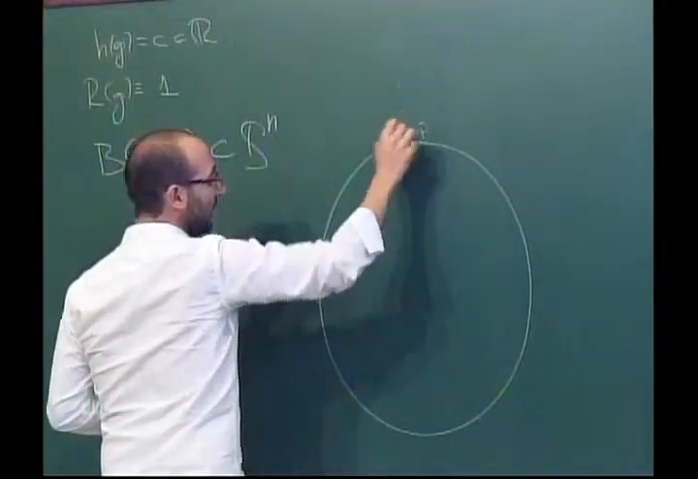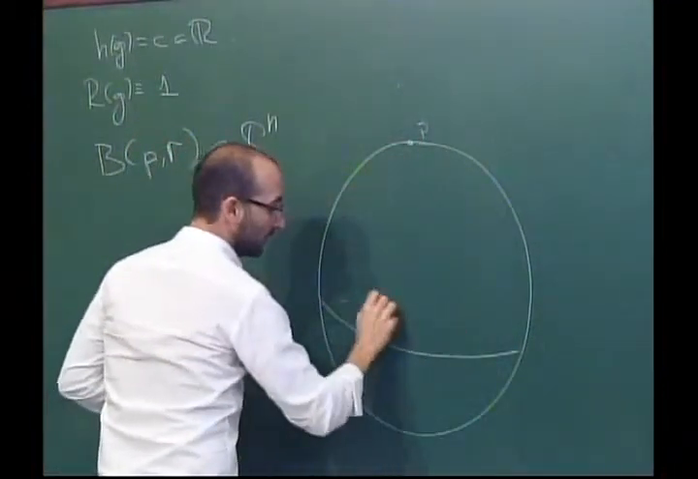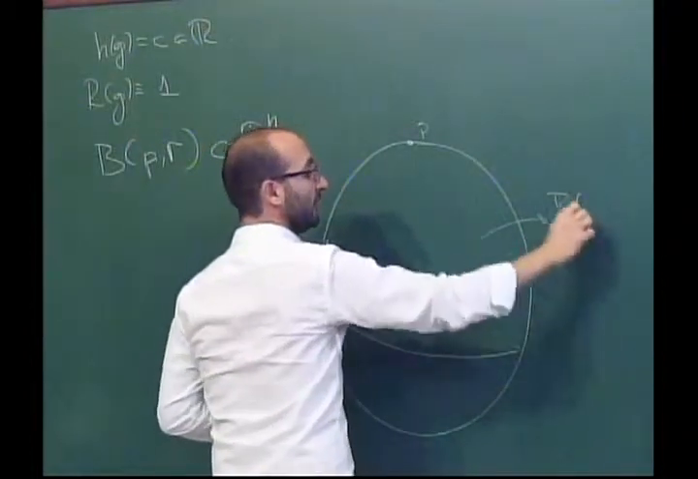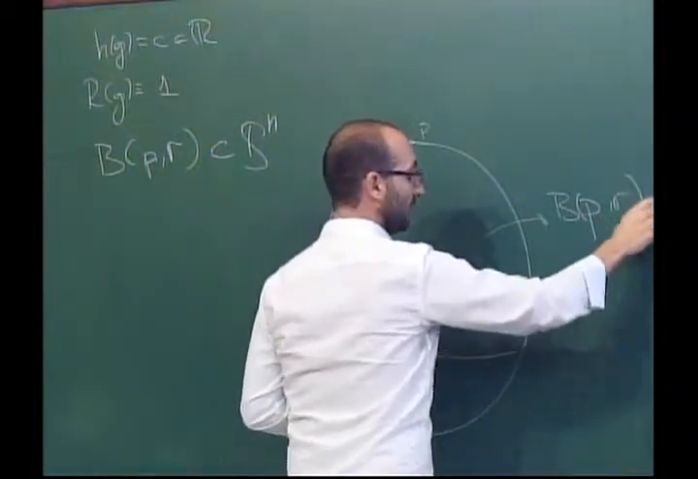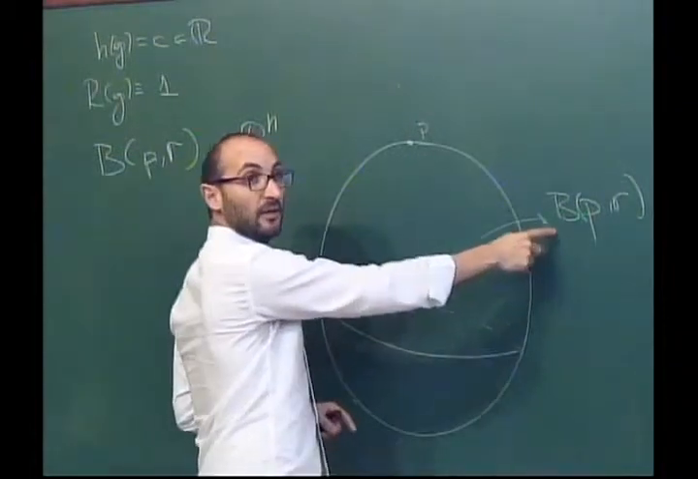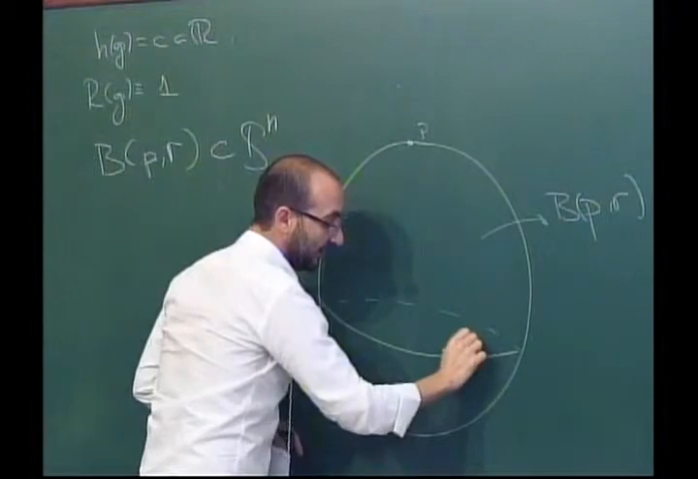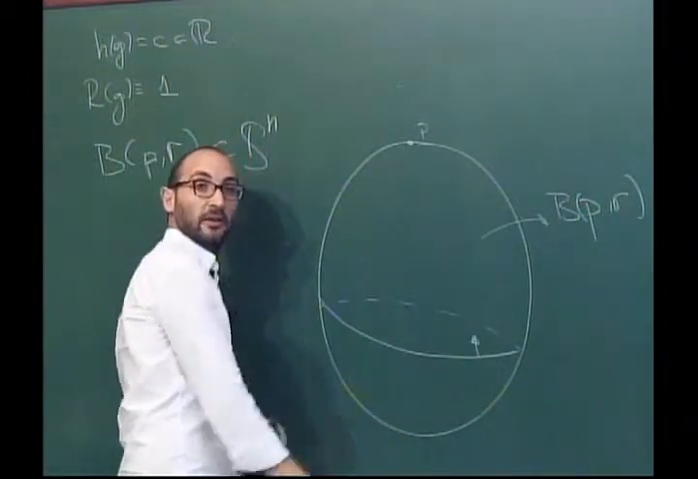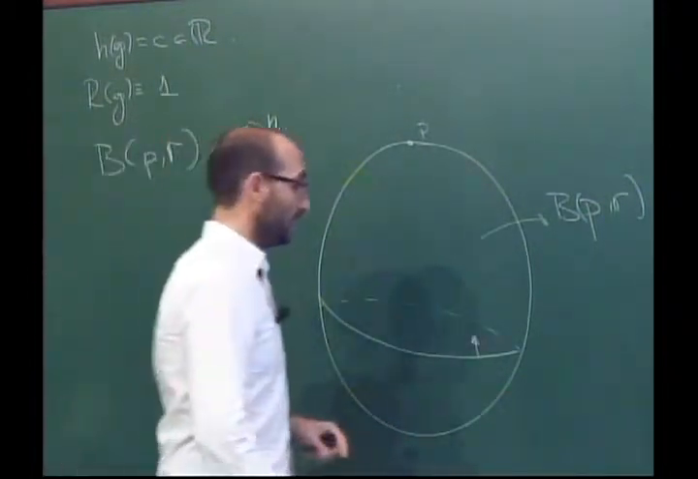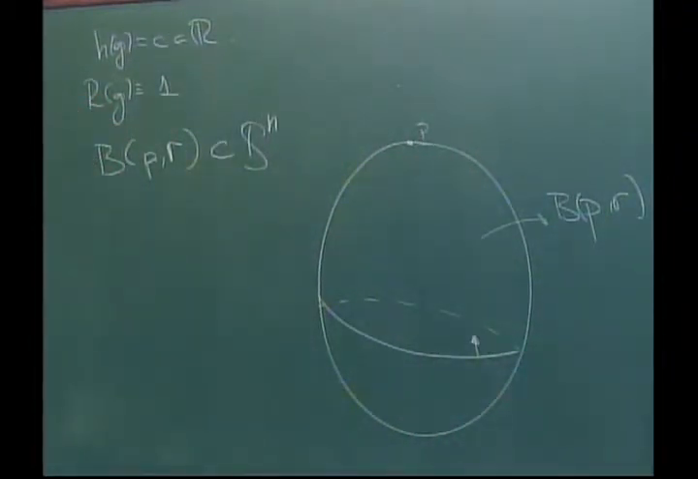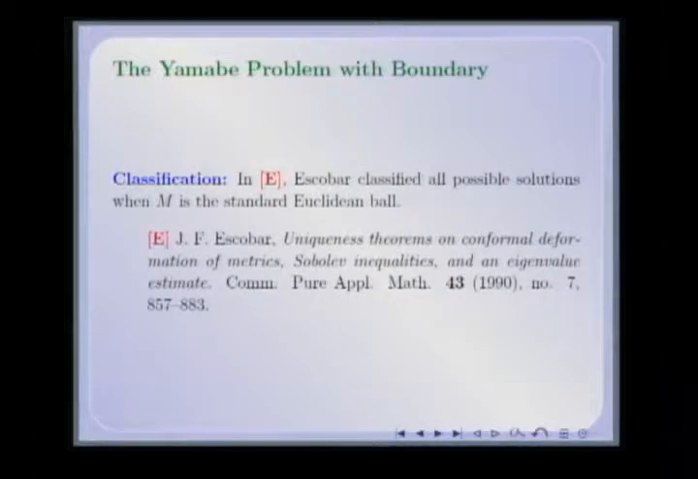Bear in mind that in a sphere, take some point P. This is, say, the geodesic ball centered at P of radius R. The mean curvature of this goes from plus infinity with the inward orientation to minus infinity with the other orientation. So we can fix any constant here. So, okay, this is the problem that we want to solve, but a more general one.